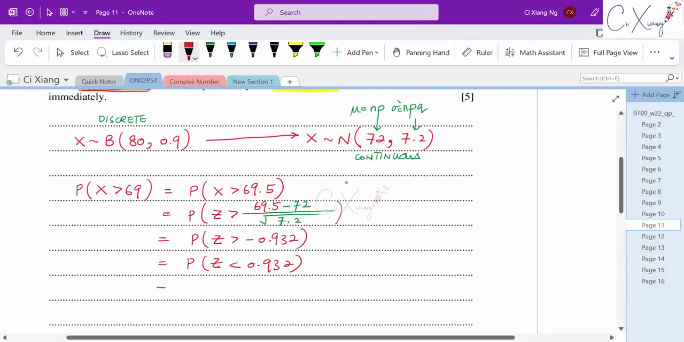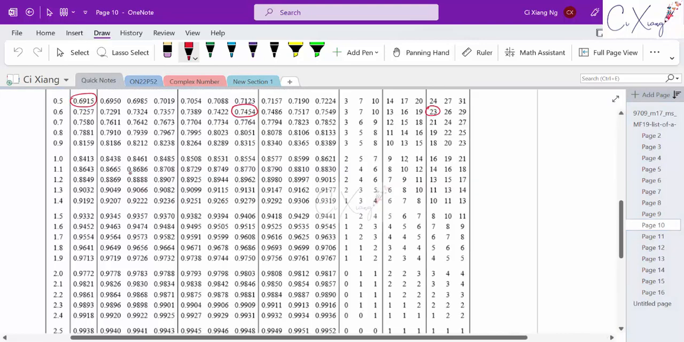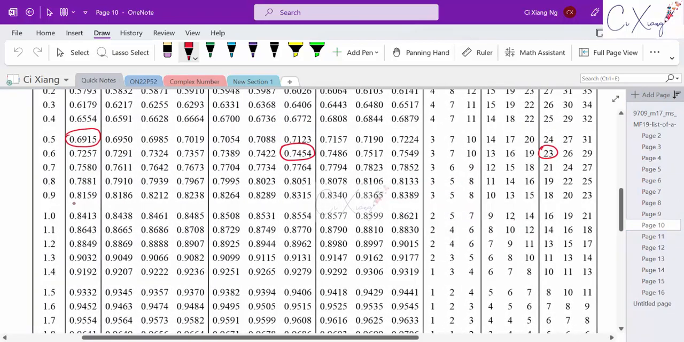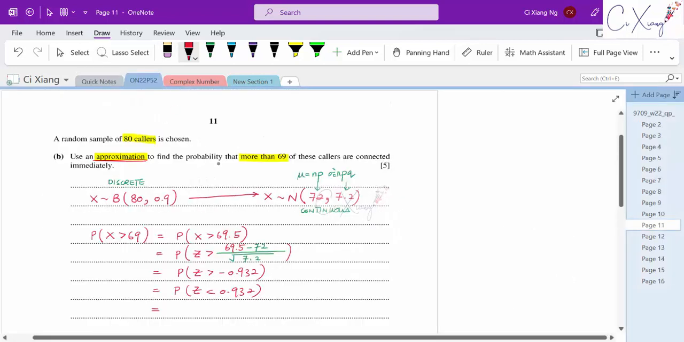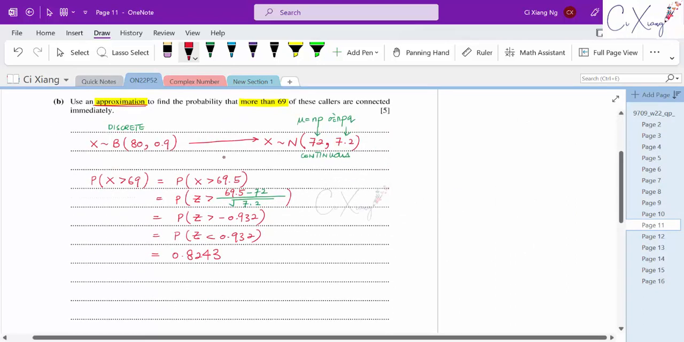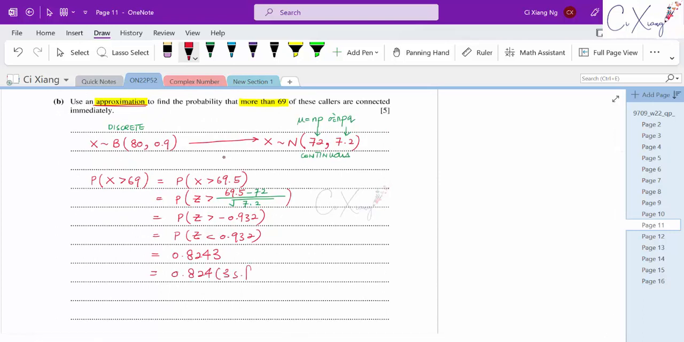Then get the probability from the normal distribution table. For 0.932, you should look for 0.9, and then 3 should be this one, and then 2 should be this, which means that you take 8238 plus 5 at the last digit. We will get the answer 0.8243. Of course, to be on the safe side, we will simplify the answer to 3 significant figures, which should be 0.824. This is how we answer part B.